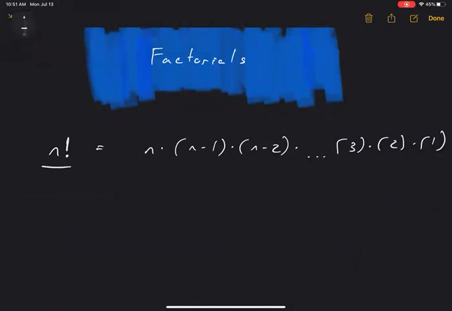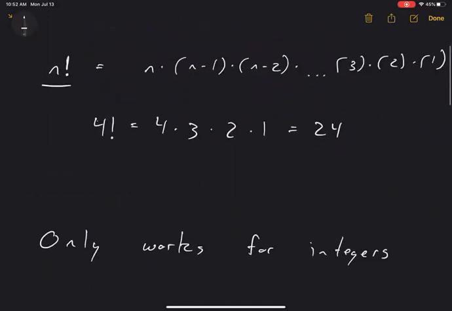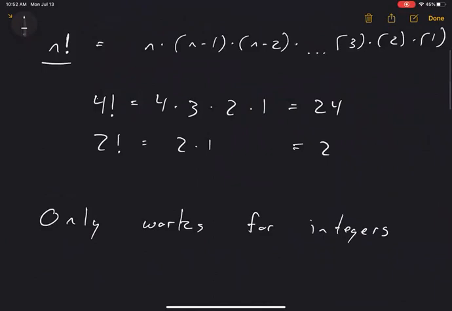So for example, 4 factorial would be 4 times 3 times 2 times 1. If we multiply all that out, we get 24. 2 factorial would just be 2 times 1, which is 2. 5 factorial is 5 times 4 times 3 times 2 times 1, which is 120.